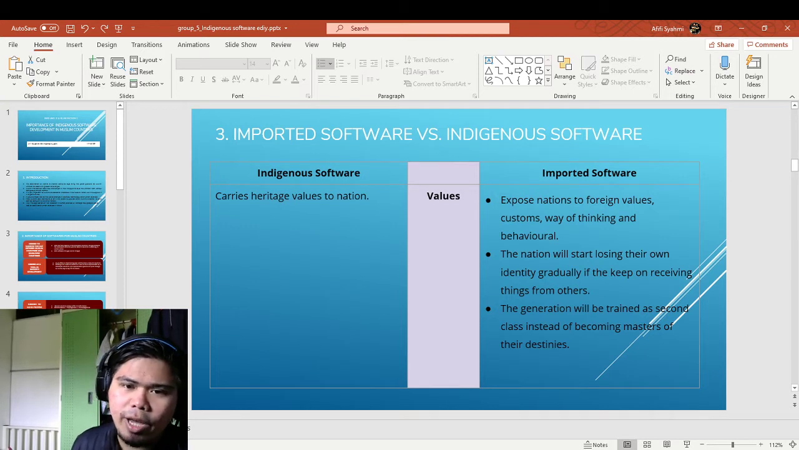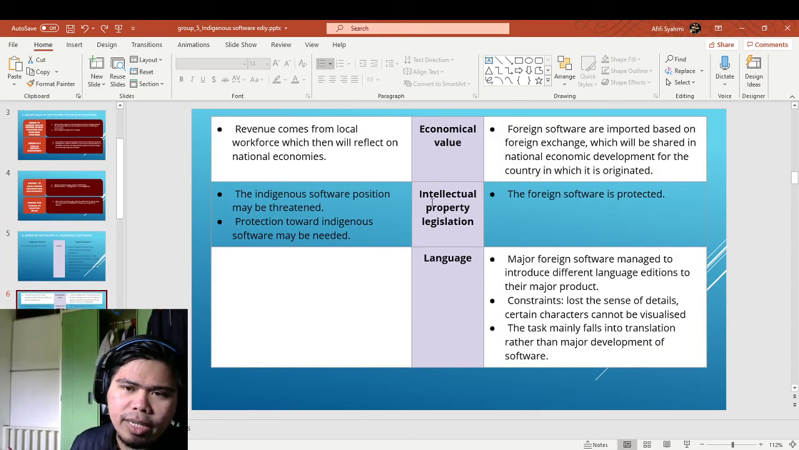Okay, next is the difference between imported software and indigenous software. In terms of value, indigenous software carries a heritage value to the nation. Meanwhile, the imported one, okay, it's not good. Next, in terms of economic value, indigenous software comes from local workforces that will reflect on the national economy. Meanwhile, foreign software profits will be shared with the country which originated it, so it won't be much. Then in terms of intellectual property legislation, the indigenous software position may be threatened, but the foreign is protected. In terms of language, we find that foreign software managed to introduce different languages in addition to their major products. So these are the differences between the two.